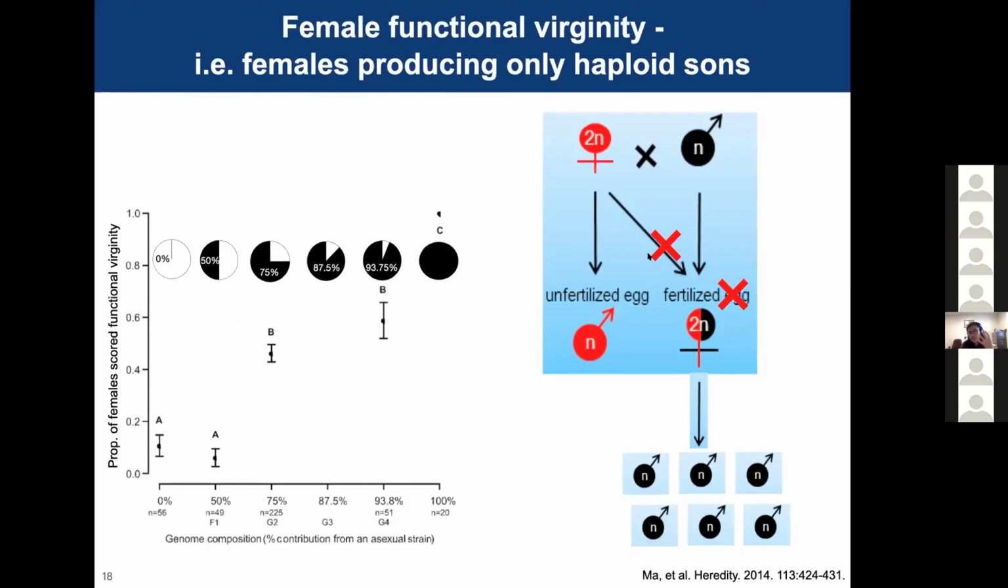Just to remind you, in these haplodiploid systems, if this mutation or this trait evolves, they will produce haploid sons only. On the y-axis, I monitor the proportion of females showing this functional virginity trait. As you can see, when we increase the asexual genome in F1, we show no difference compared with the control, which is the sexual females. Then when you introgress more of these asexual genomes in the 2nd and 4th generation, we found a significant increase in this female functional virginity, roughly 50% in both generations.